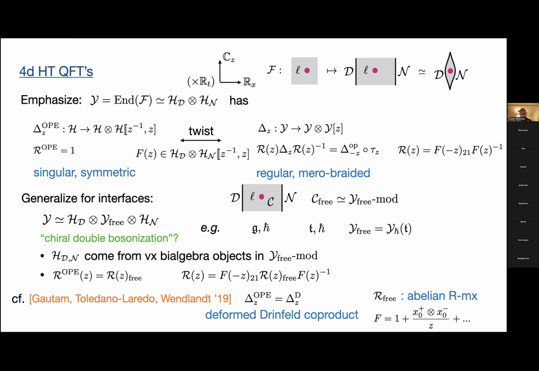What I've been calling the OPE product is known as a deformed Drinfeld coproduct in this setting, sort of generalizing what Drinfeld did for quantum loop algebras. And the free thing is the abelian R matrix. So this structure does appear there.